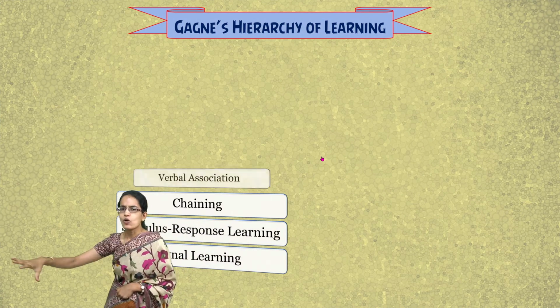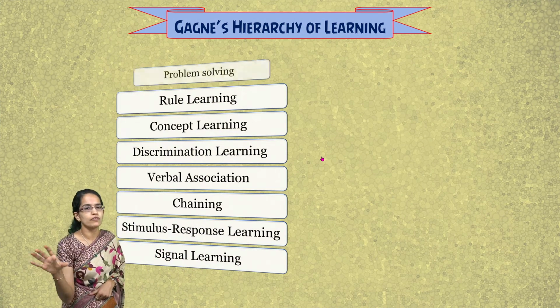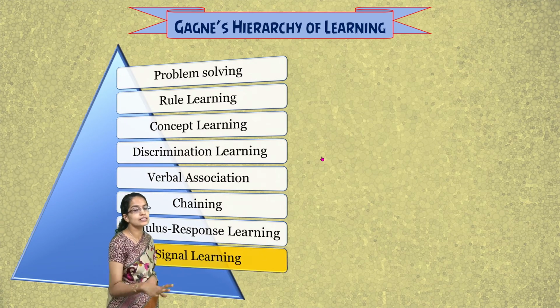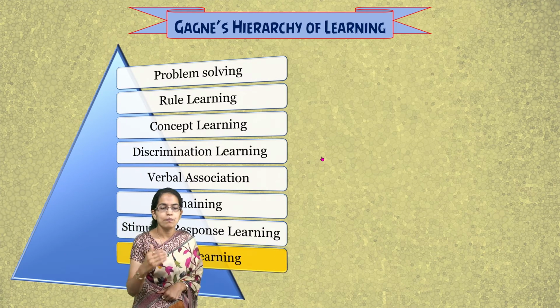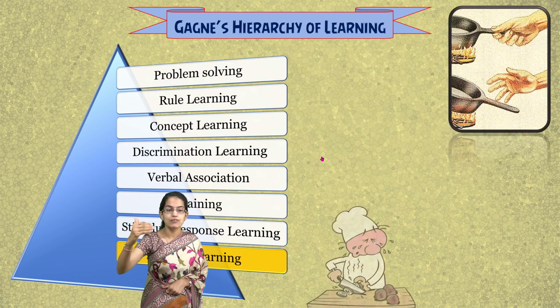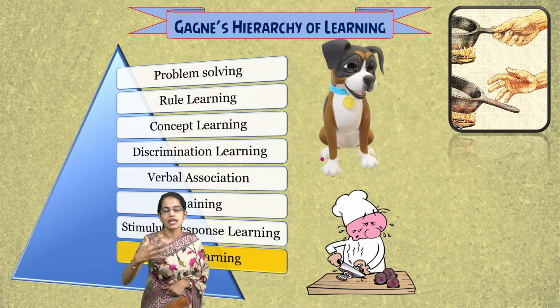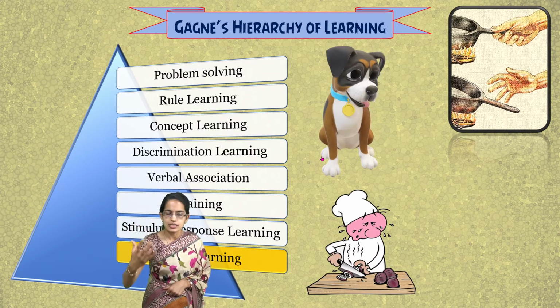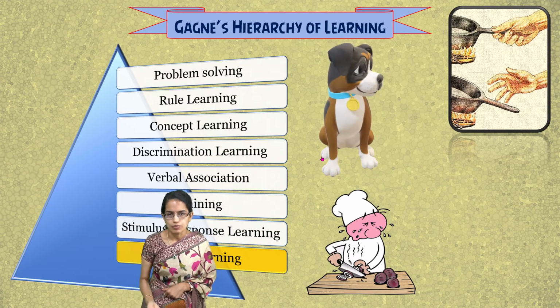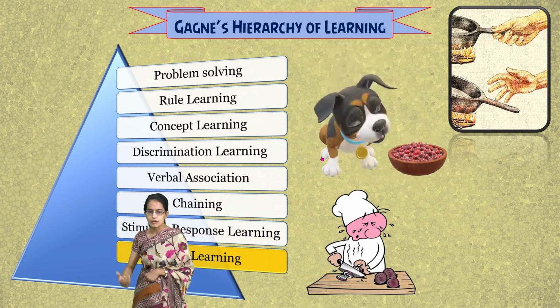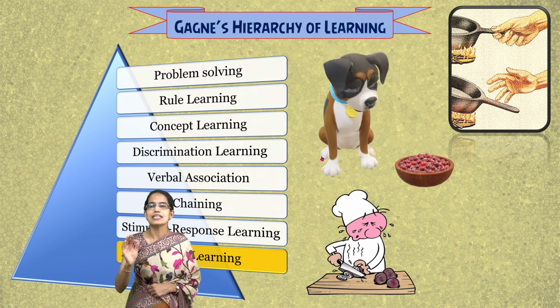The basic or the most simplest form of learning according to Gagne is signal learning. Higher levels of learning involve stimulus response, chaining, verbal association, discrimination, concept, rule and problem solving. We'll talk about those one by one. So the very first is signal learning.